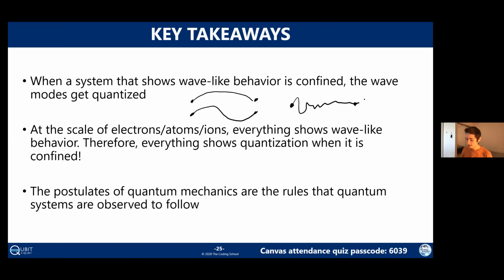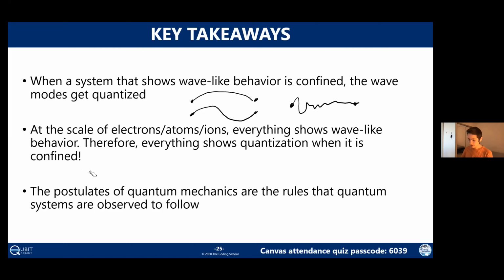At the scale of electrons, everything shows wave-like behavior. Therefore, everything shows quantization when it's confined. So we talked about several examples of what being confined means. That can be the Coulomb force holding you inside an atom. That can be an optical tweezer holding an atom in place. It could be dozens of other things. But anything at the quantum scale, when it's confined, exhibits this quantization of modes.